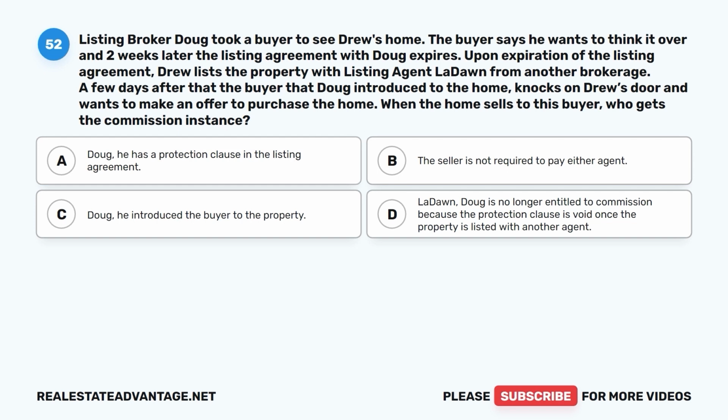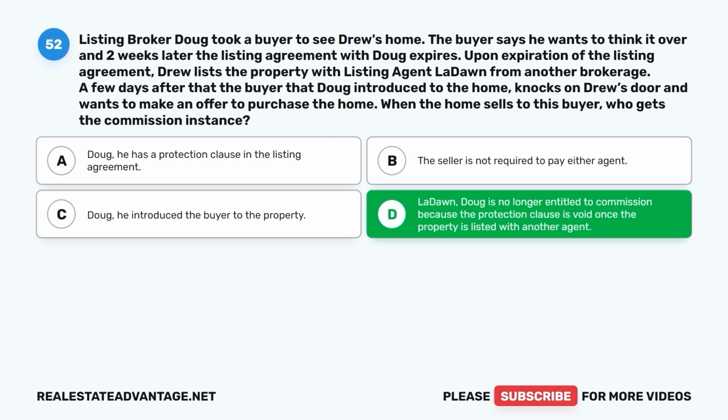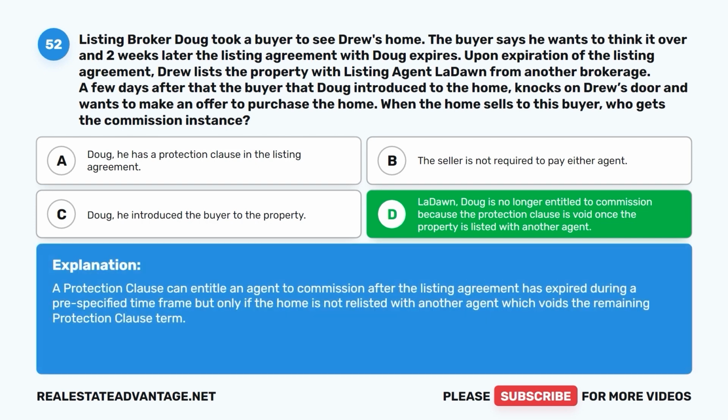A. Doug. He has a protection clause in the listing agreement. B. The seller is not required to pay either agent. C. Doug, he introduced the buyer to the property. D. LaDon, Doug is no longer entitled to commission because the protection clause is void once the property is listed with another agent. The correct answer is D. A protection clause can entitle an agent to commission after the listing agreement has expired during a pre-specified time frame, but only if the home is not relisted with another agent, which voids the remaining protection clause term.